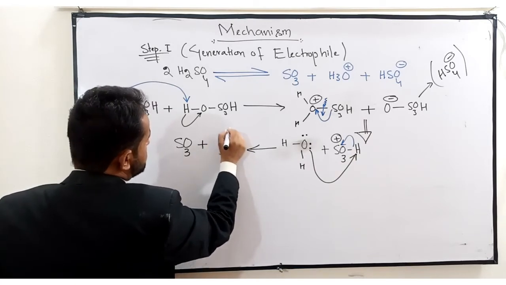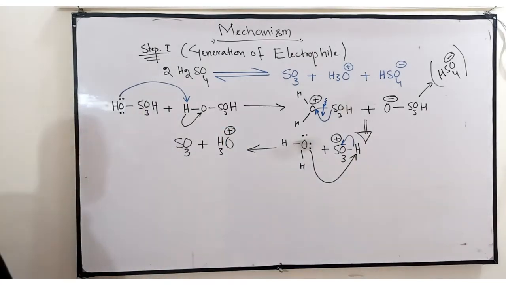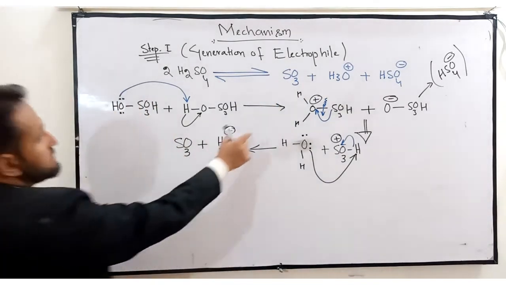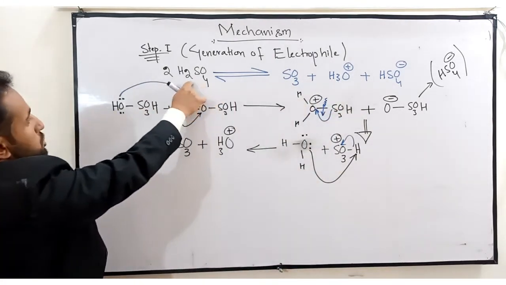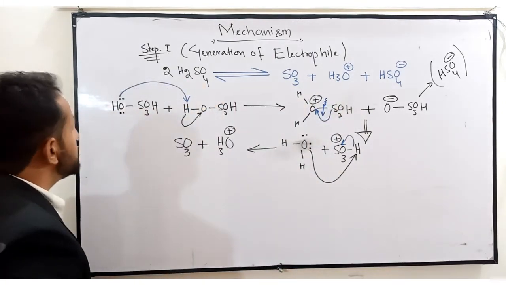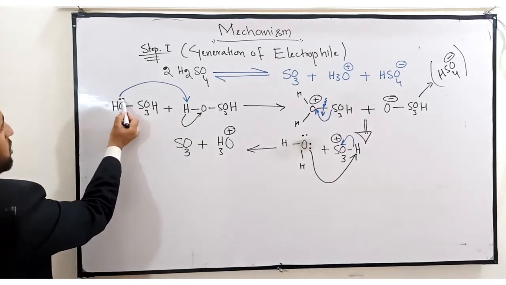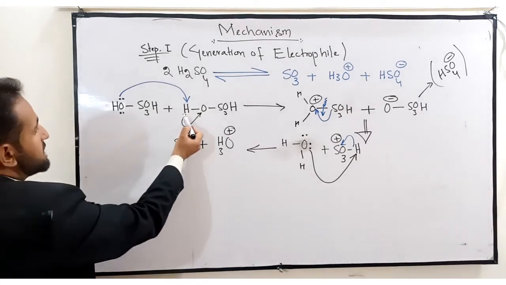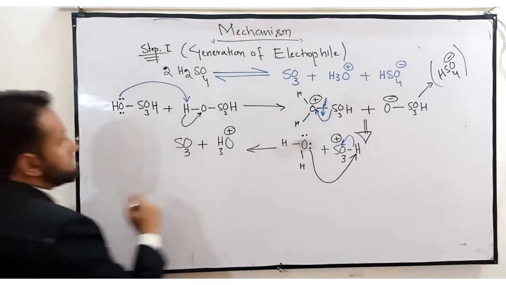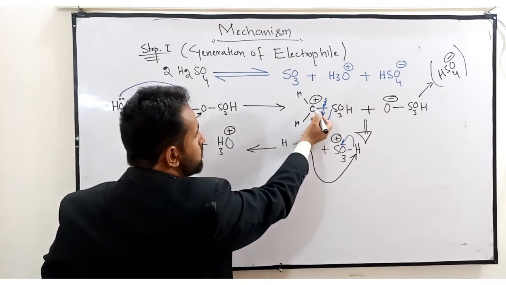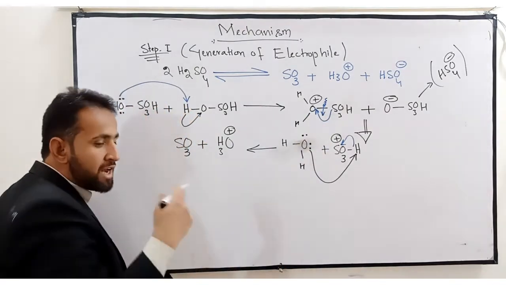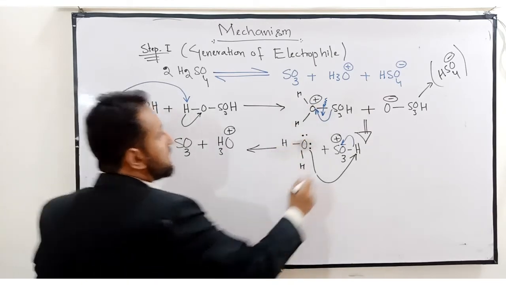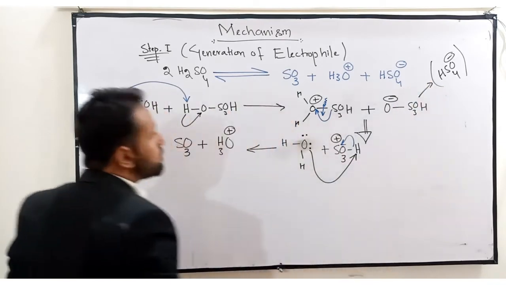H3O positive. Understand, isn't it? This is the detailed formation of this step, how these three materials formed from two molecules of sulfuric acid. It is very simple. The lone pair present on the oxygen atom will give its electron to this proton. The proton will give its electron to the oxygen. As a result, an oxonium ion will be formed. Oxonium ion means the positive charge on the oxygen atom. Understand, isn't it? Plus hydrogen sulfate or bisulfate ion will form.